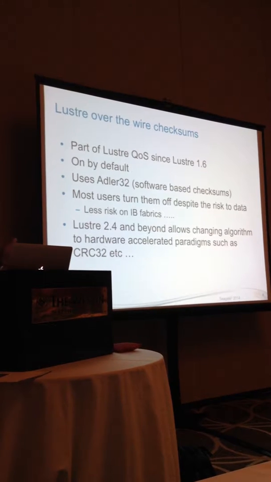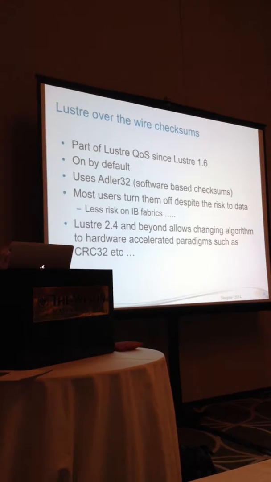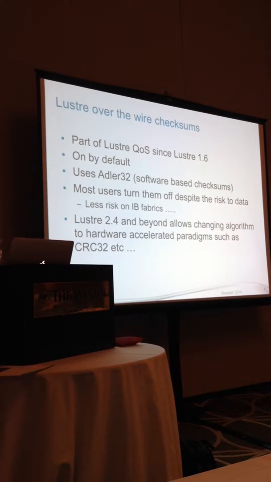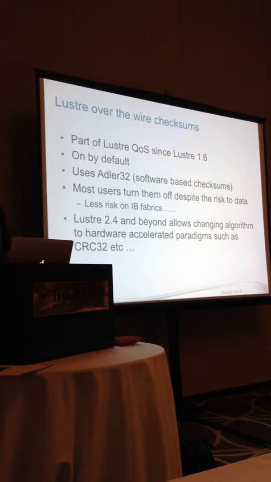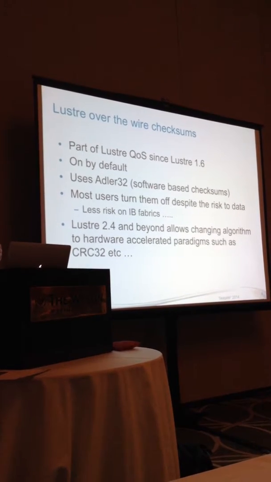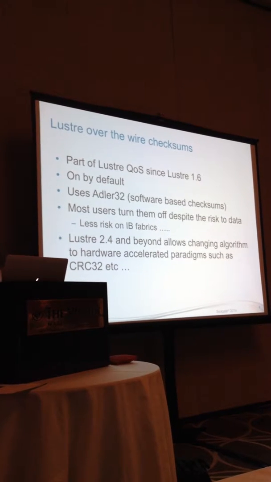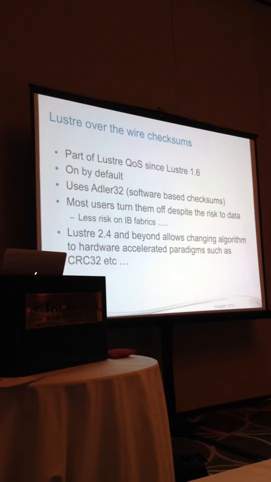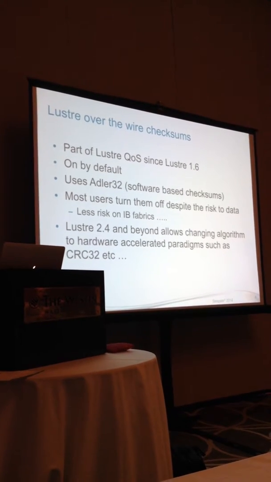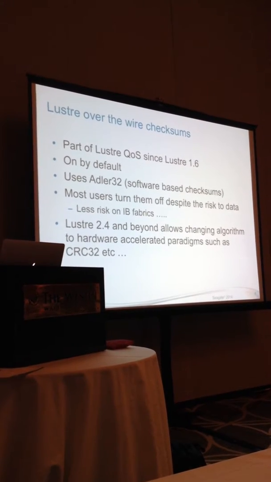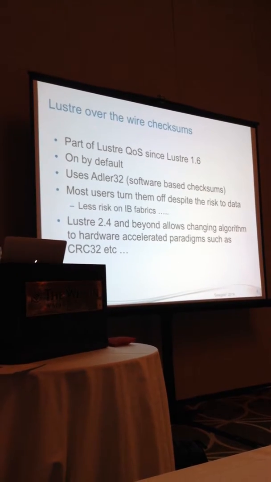Now if you use InfiniBand, you have a lesser risk of actually having problems over the wire because of the peer-to-peer architecture, but it still is there, and it's becoming an issue in a lot of things. I'll talk a little bit about that. Now, in Lustre 2.4 and beyond, we can actually start using other algorithms like CRC32 that can be hardware accelerated on an Intel platform to run at wire speed. And that is one of the things that we will do going forward, starting to use different algorithms.